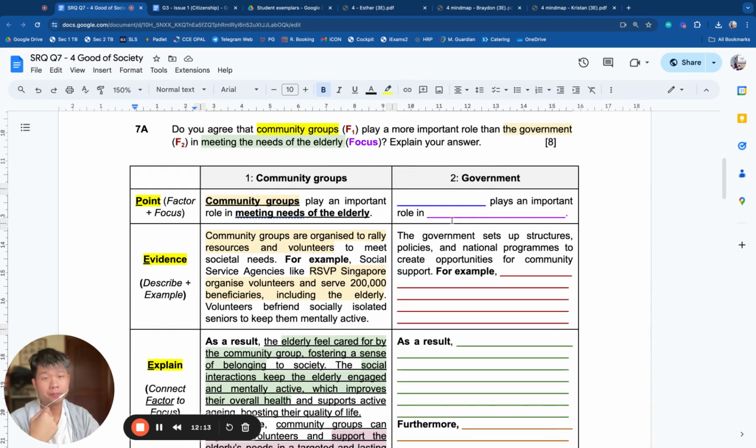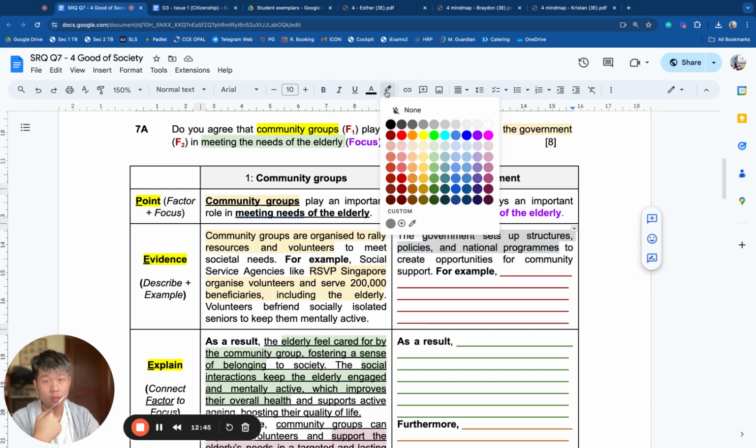Now let's do this one. Please pause the video and try it on your own first. And I hope you have done so. Okay, so let's do the point. This is factor 2 now. The government plays an important role in meeting the needs of the elderly. All right. What is the government? Well, the government creates structures, policies, national programs for community support.